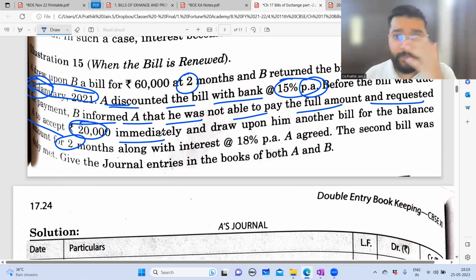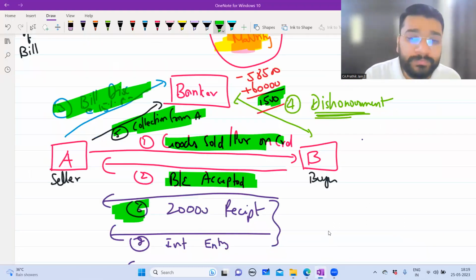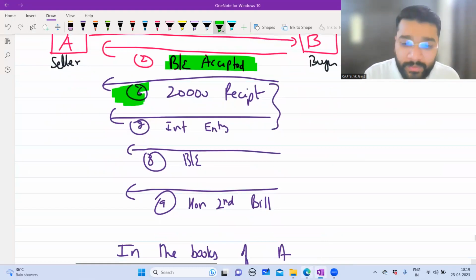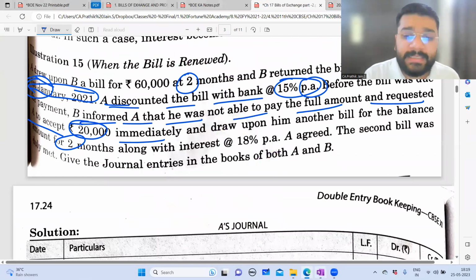That game is over. After the banker has come and taken 60,000 from A and gone, B started feeling very guilty and bad. So for honoring A, he said that 20,000 rupees I have in my hand, so please take it. But the remaining amount I cannot pay because I'm running short of money. So 20,000, please accept. Who is giving money to whom? B is giving to A. So which means A is receiving the money.